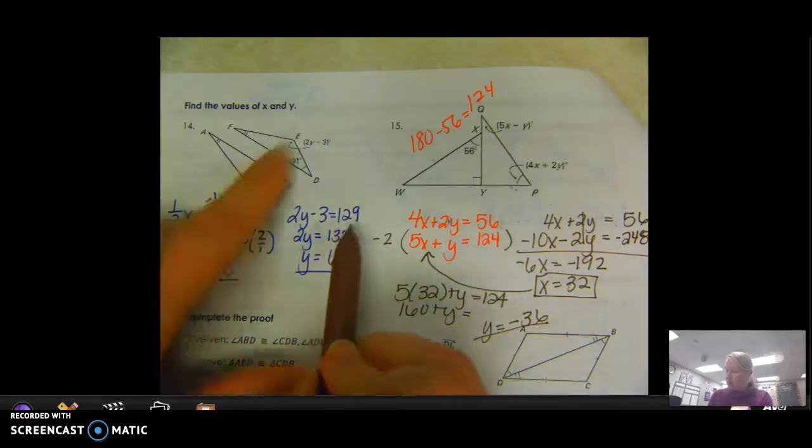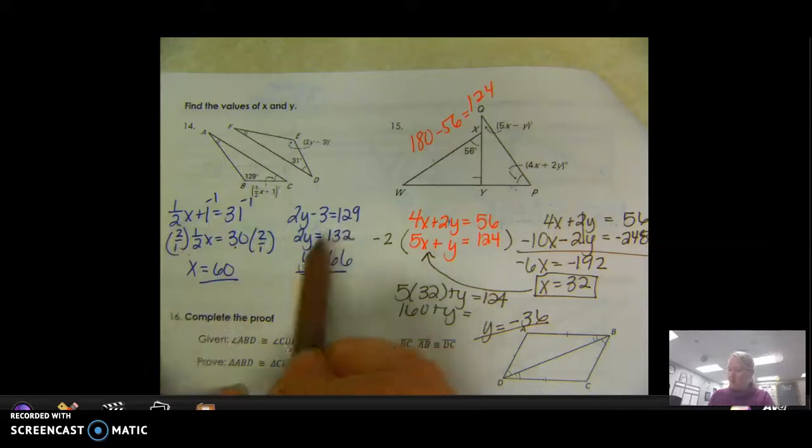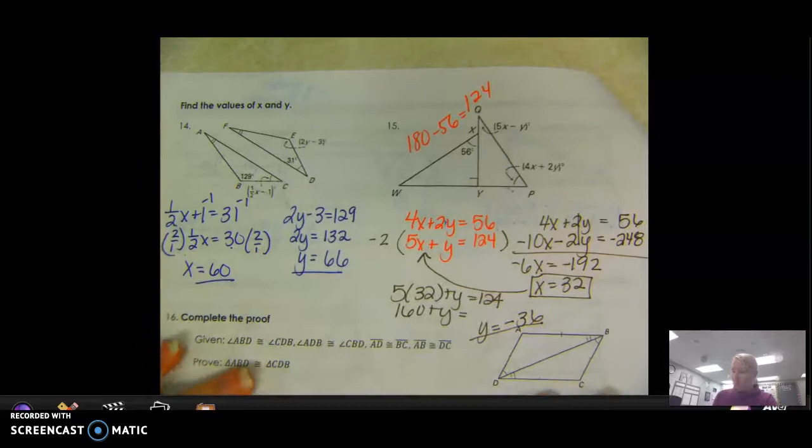And then to solve for y, we do 2y minus 3 equals 129. We add 3 to both sides and then divide by 2, and I get 66.